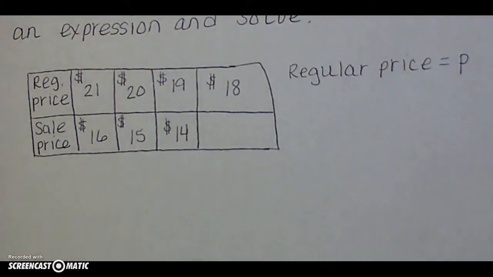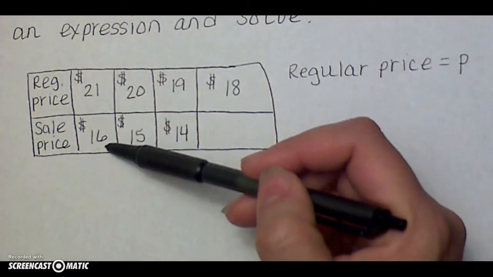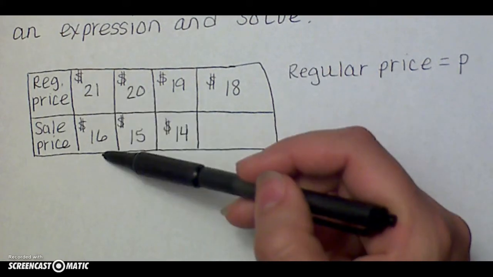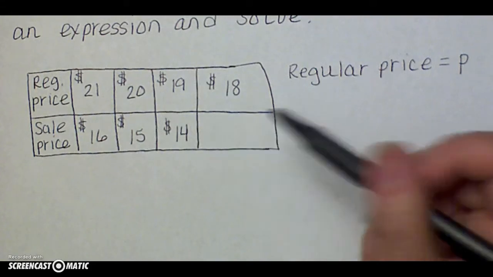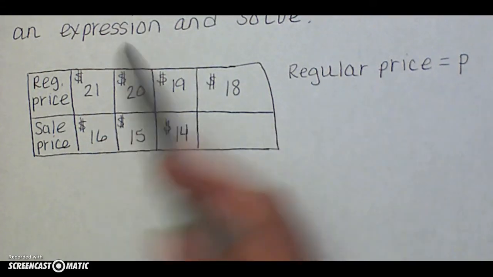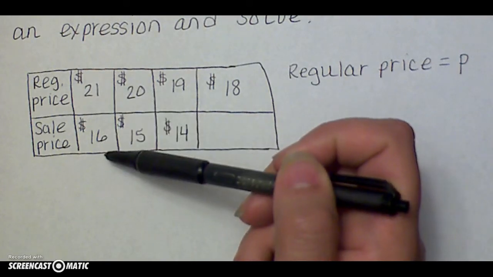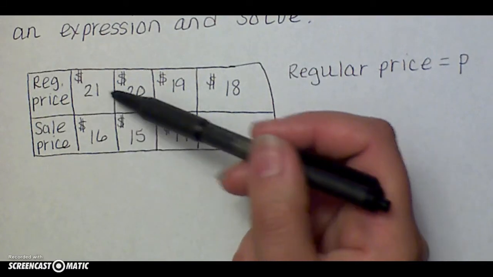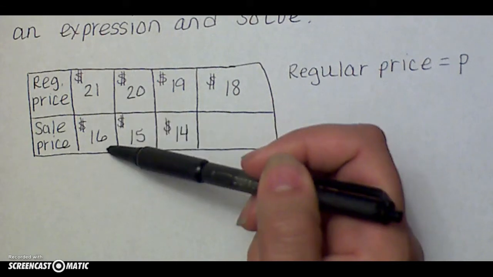Okay, in order to find out what the rule is, we have to find out what the relationship is between the regular price and the sale price in each column. So what is the difference between 21 and 16, 20 and 15, 19 and 14? I know it's subtraction because the regular price is higher than the sale price. It could only be subtraction or division. It cannot be division because I can't think of anything divided by 21 that would equal 16.